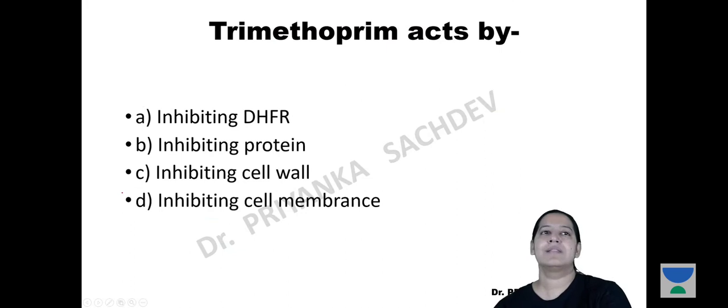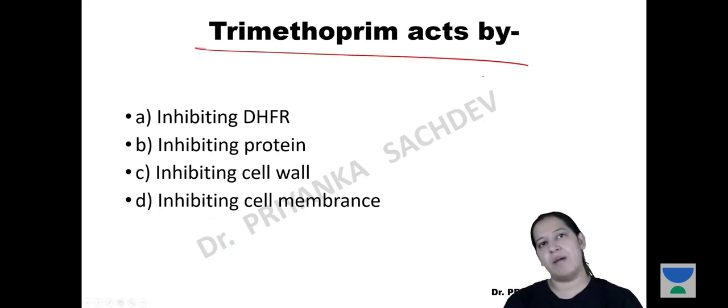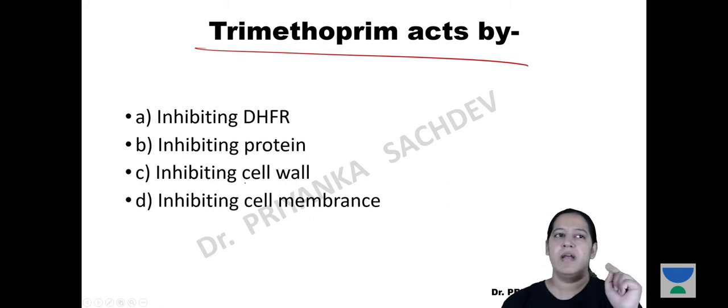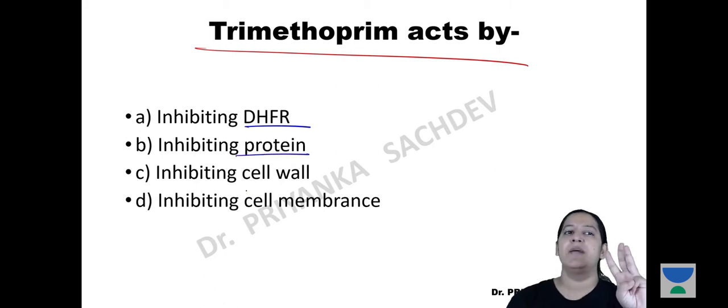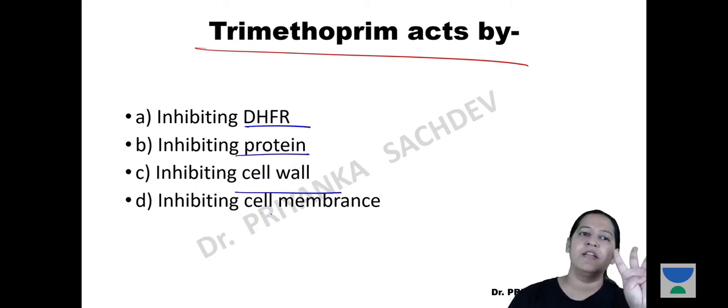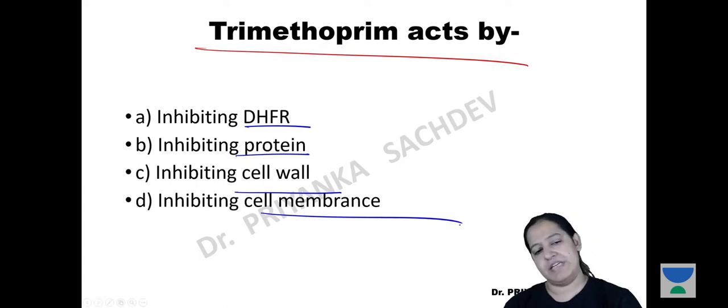Done. This is the next question. What is the mechanism of action of trimethoprim? The four options are in front of you. Tell me the mechanism of action of trimethoprim. Is it inhibiting dihydrofolate reductase? Is it protein synthesis inhibition? Is it cell wall synthesis inhibition? Is it inhibiting cell membrane? What is it inhibiting?